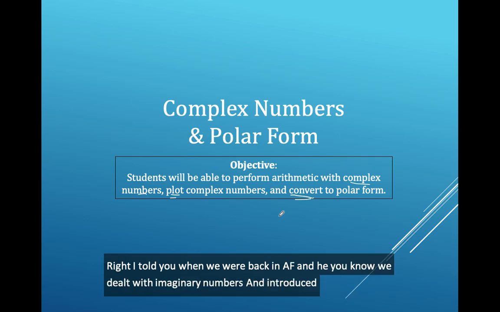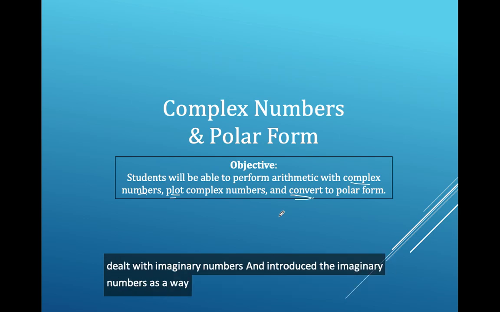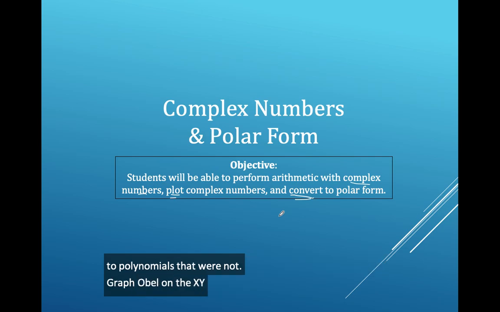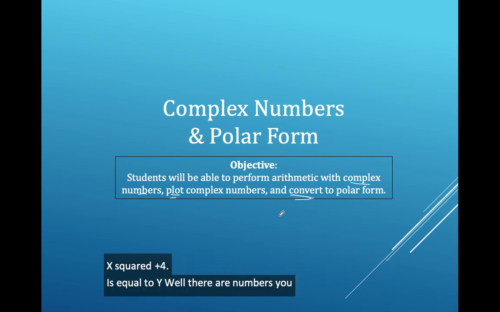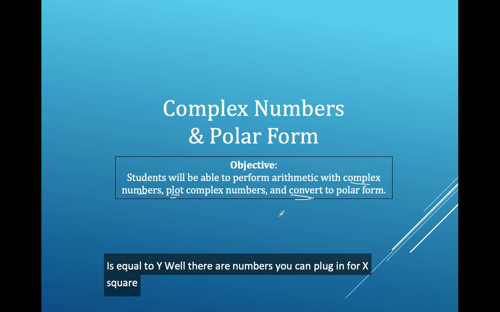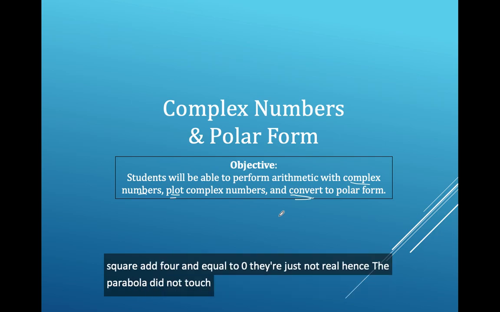Right? I told you when we were back in AAF and we dealt with imaginary numbers and introduced the imaginary numbers as a way of identifying zeros or solutions to polynomials that were not graphable on the xy plane, right? So you had a parabola like x squared plus 4 is equal to y. Well, there are no real numbers you can plug in for x squared plus 4 equal to 0. They're just not real. Hence, the parabola did not touch the x-axis.